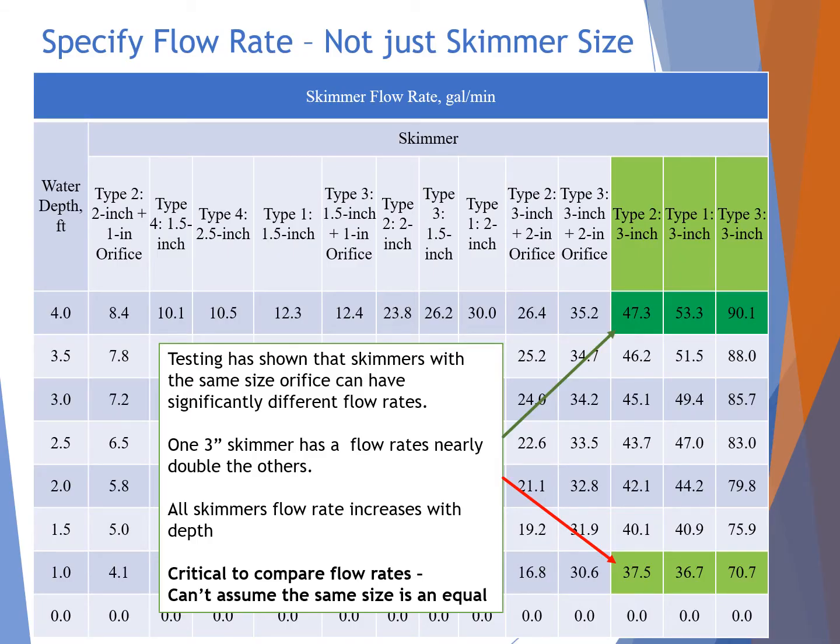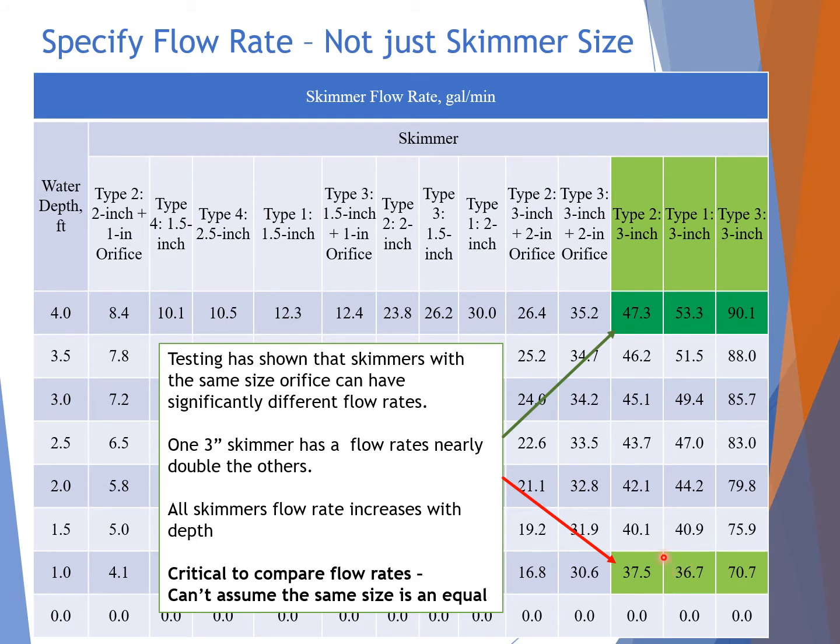When specifying skimmers, it is important to specify the flow rate, not just the skimmer size. Testing has been done on several different types of skimmers by different manufacturers. As an example, 3 3-inch skimmers were tested. You'll see that the test tank is 0 to 4 feet deep, and the flow rates start at 1 foot. 2 of the skimmers are very close, around 37 GPM. One skimmer is nearly double that at 70 GPM.